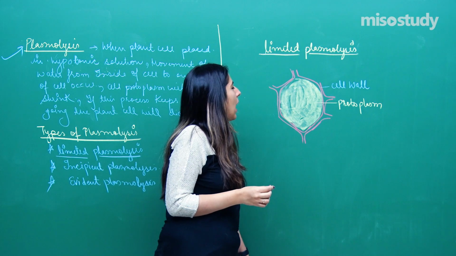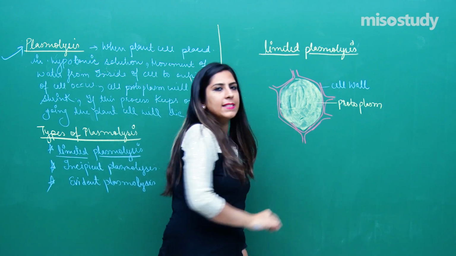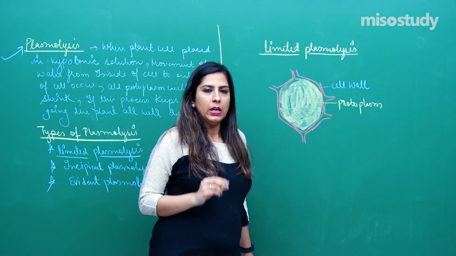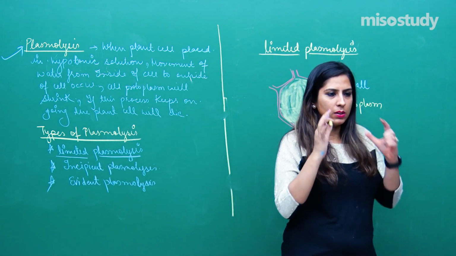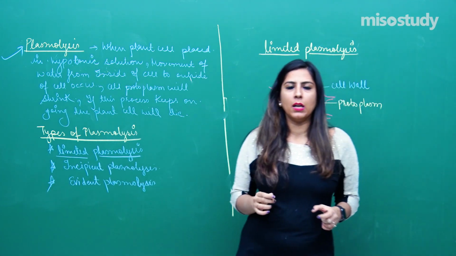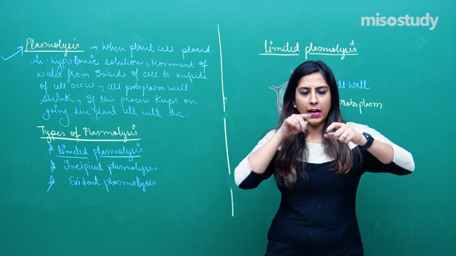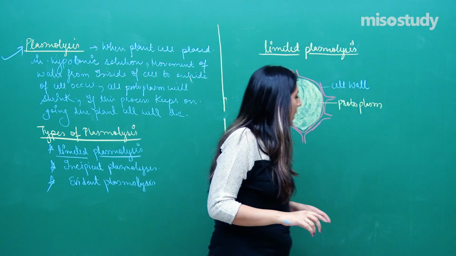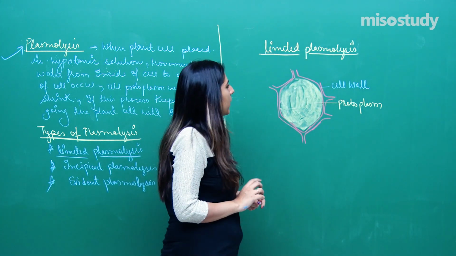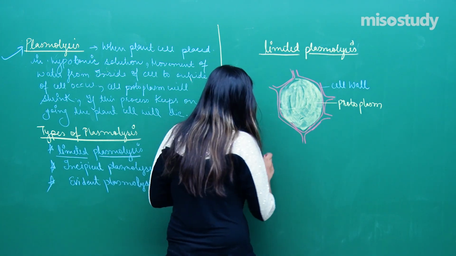Now, what is happening? I have placed this cell in hypotonic solution. Normally, a turgor pressure exists between this protoplasm and the cell membrane. This turgor pressure means the pressure which a protoplasm applies on the cell membrane. In this case, the turgor pressure will be 0.